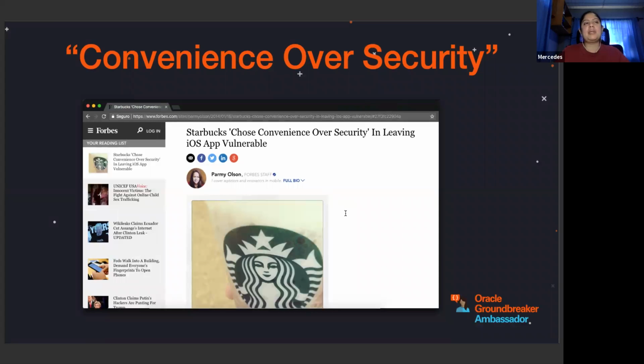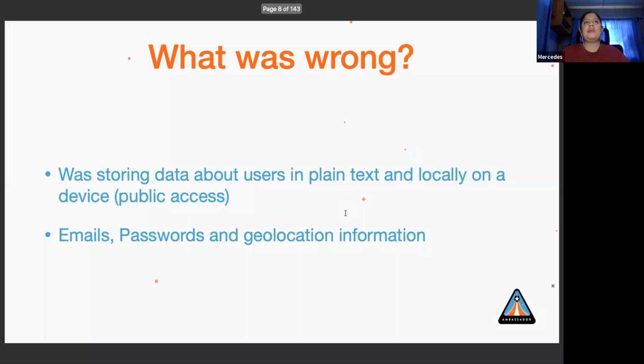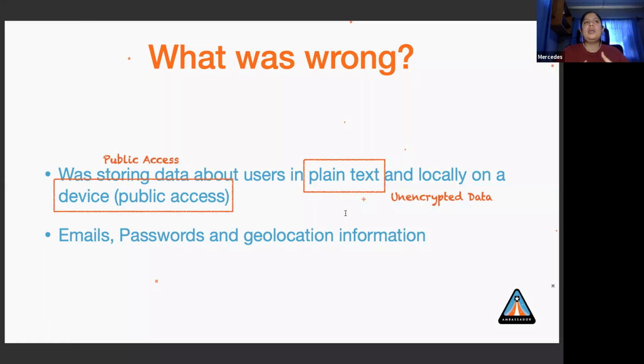This is a case from Starbucks that also happened a long time ago. What was Starbucks doing? They were storing the user's information locally on the cell phones in plain text. Everything: email, passwords, geolocation information. This is what they said in the official announcement, but we know that official statements never say everything, so maybe they were also saving other sensitive information on the cell phone. The problem is that all the data was unencrypted and had public access. That means anyone can access the information.